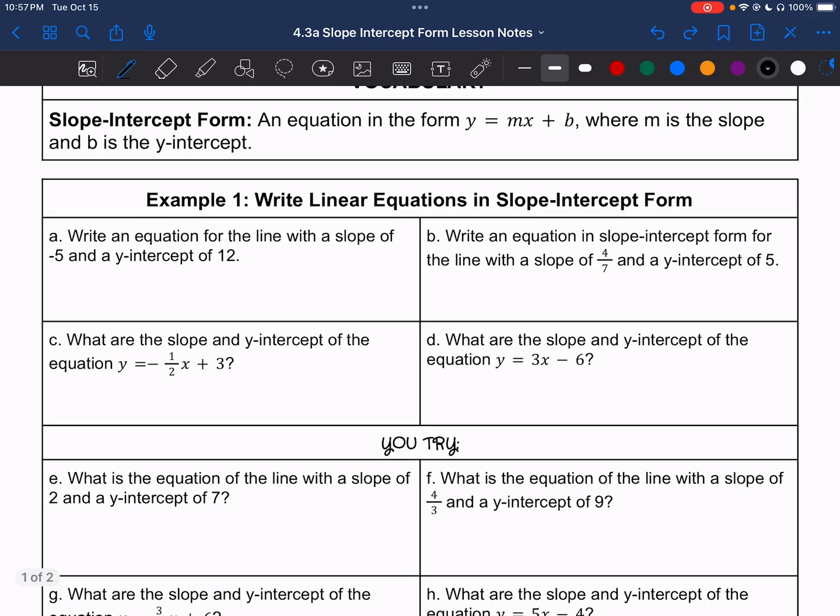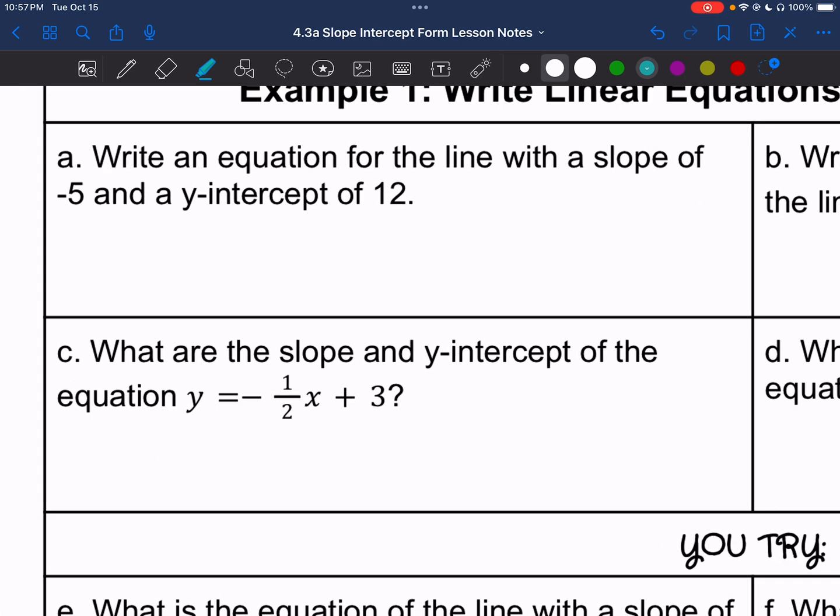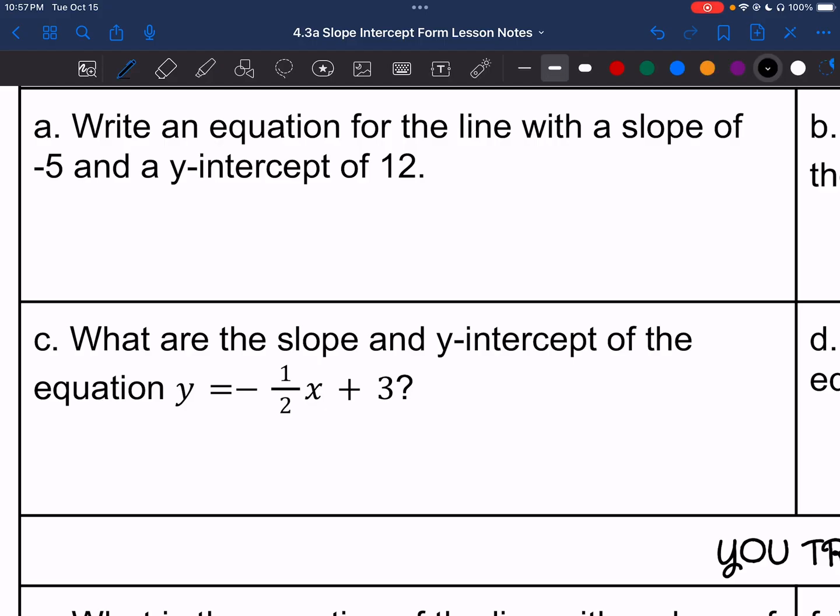Now, what is slope-intercept form? It is an equation in the form y equals mx plus b, where m is the slope and b is the y-intercept. So we are going to go through example 1 here where we are writing things that are in slope-intercept form. So letter A, I'm given that we are going to write an equation for a line with a slope of -5 and a y-intercept of 3.